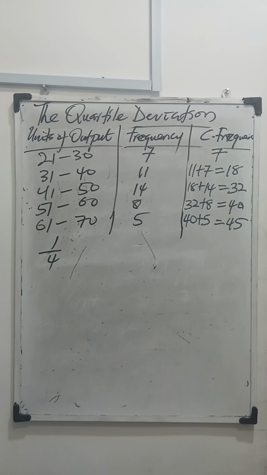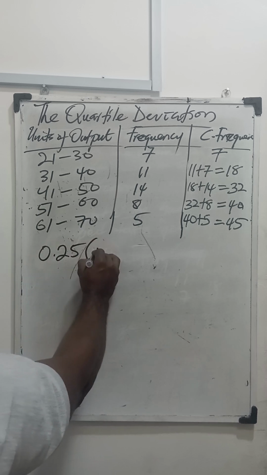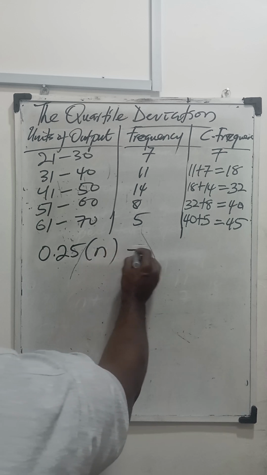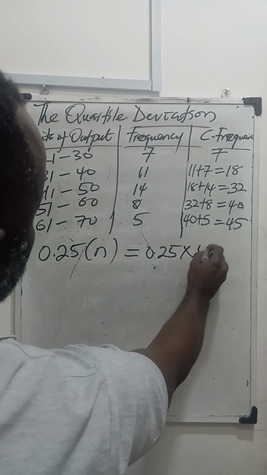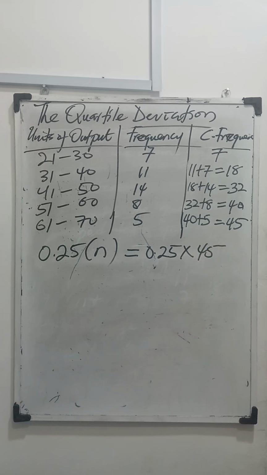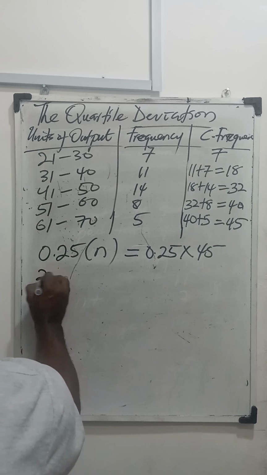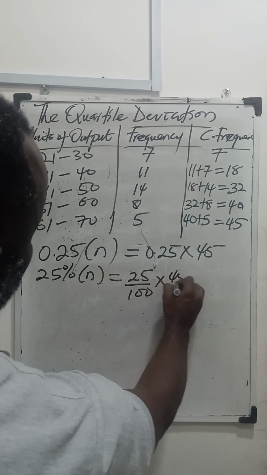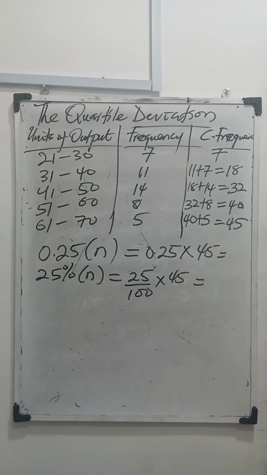Okay, so we want to obtain the first quarter. For us to get the first quarter, we are going to divide 45 by 4, or simply use the formula that was given to us initially for the lower quarter. We have the lower quarter is 0.25 N, where N stands for the number of employees in this case. So we are going to have 0.25 times 45. Or the other way around, it is 25% N, which is 25 over 100 times 45. They are all going to give you the same result, any way you want to go about it.